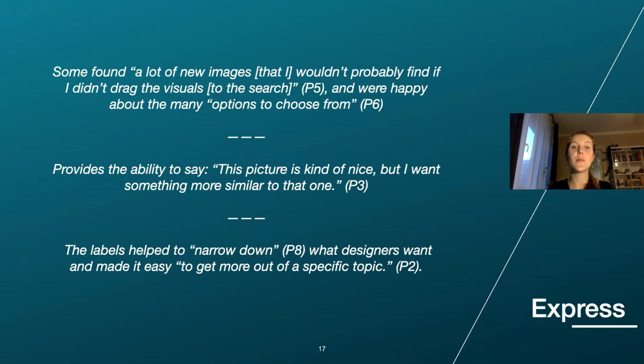Revealing the underlying semantics of images reduced the burden of coming up with right search terms. Some mentioned to find a lot of new images that they wouldn't probably have found without the visual search. It further provided designers with the ability to say, this picture is kind of nice, but I want to have something similar to that one. With that, semantic collage also helps to better align search results to the designer's intentions.